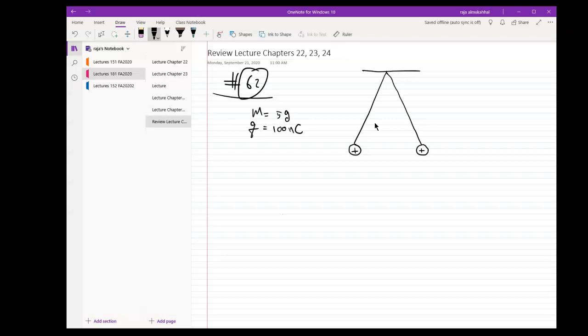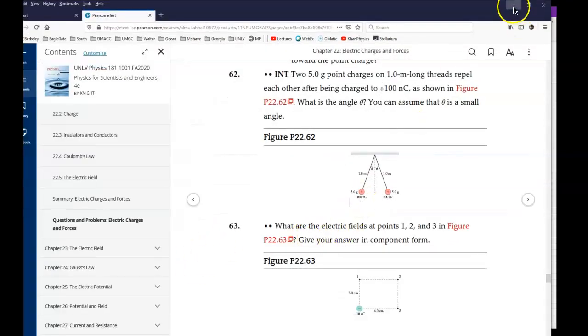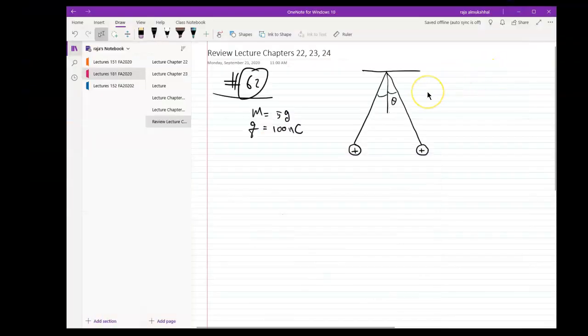And as a result of that, they are repelling each other at an angle. I don't know, is the whole angle theta or one of them? Okay, so you have theta, like that. And the distance between them is not given to us. So this is Q, this is Q, this is M, and this is M, masses. And he's asking us to find theta. So the way you do it is the following.